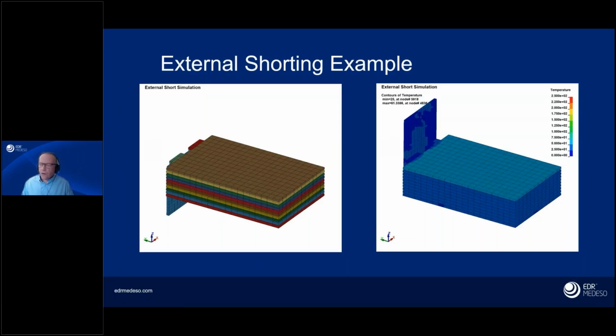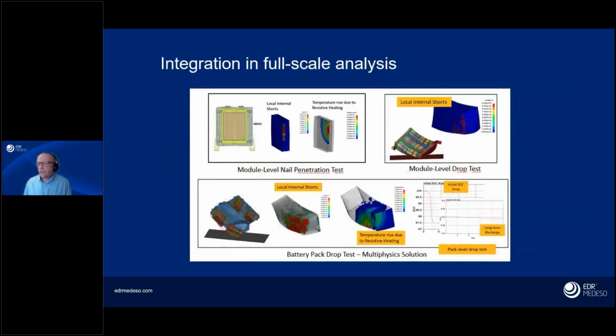But again, we can model that, so we can look at the thermal implications of that, and you can see in this case that, maybe counterintuitively, the temperature builds from the opposing end of the cell. So this enables us to look in detail at the thermal behavior of this cell. I know these are fairly simplistic examples, but they can then be integrated more easily into full-scale analysis.